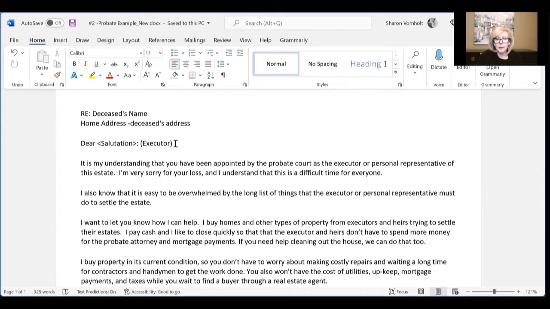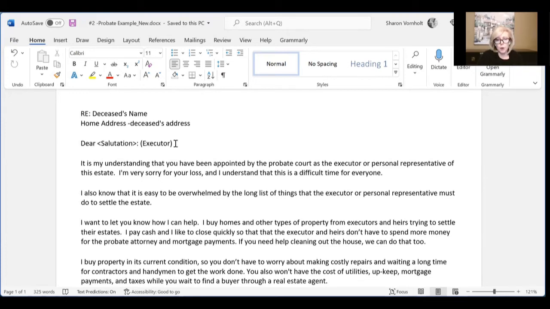Now, next, and this is important, you want to tell them how you can help them. So you want to say something like, and you say this in your own words, "I want to let you know how I can help. I buy homes and other types of properties from executors and their heirs trying to settle their estates. I pay cash. I like to close quickly so the executor and the heirs don't have to spend more money for the probate attorney, mortgage payments, expenses," whatever it is that you want to put in there.